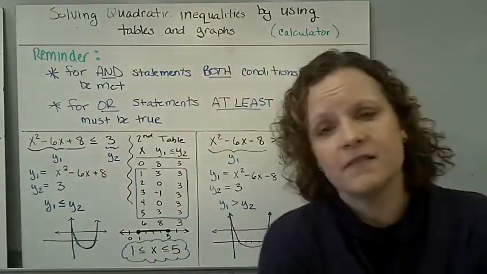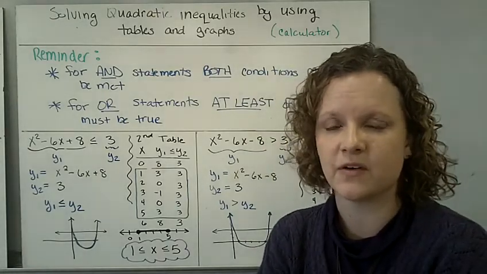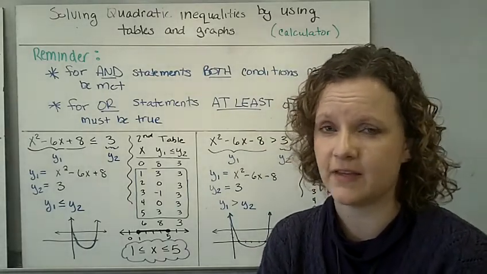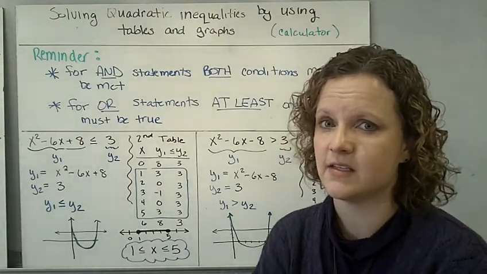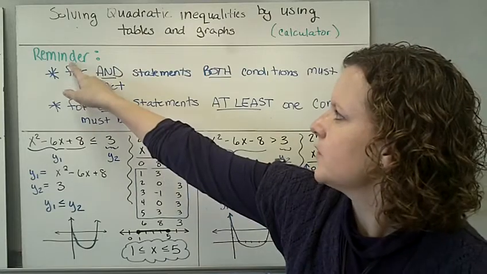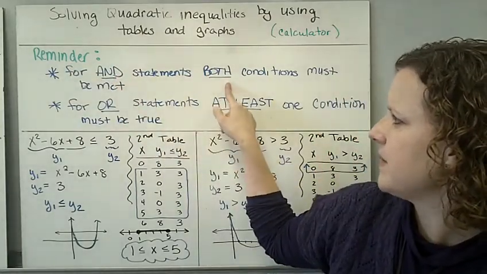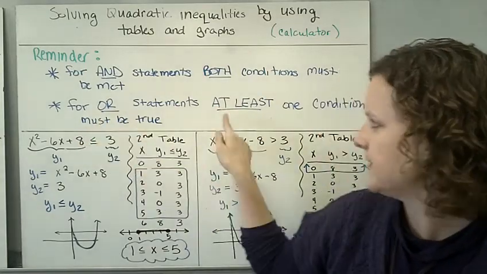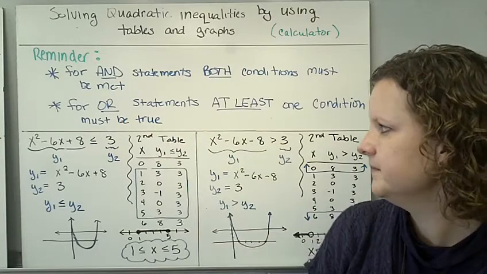All right, now let's solve some quadratic inequalities using tables and graphs. Using tables and graphs means we're going to use our graphing calculator because the tables are in there for us and it makes it nice and neat and easy. But for a quick reminder, for "and" statements, both conditions must be met because they're inequalities. For "or" statements, at least one condition must be met.